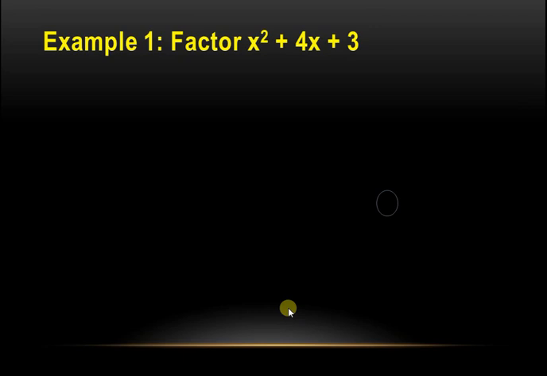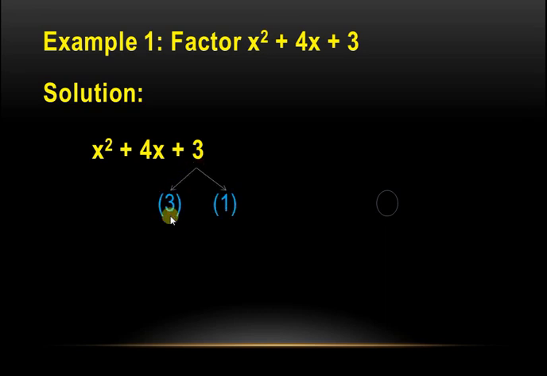Now let's have our first example. Factor x squared plus 4x plus 3. The technique is very easy. We're going to look at the last term, and we will think of the factors of the last term that when you add the factors, the answer is the middle term. Let's have the factors of 3. The factors of 3 are 3 and 1, that when you add, will give us the positive 4 middle term.